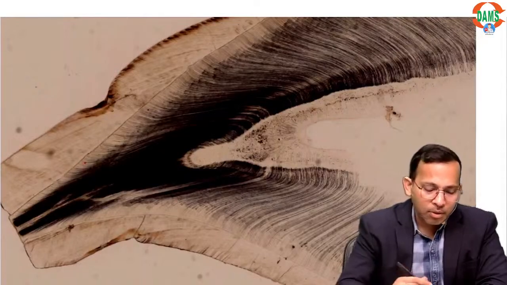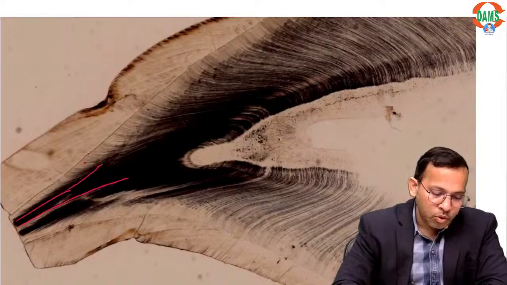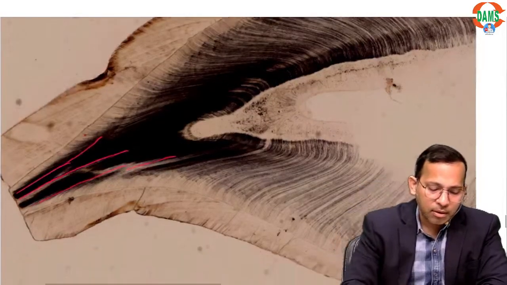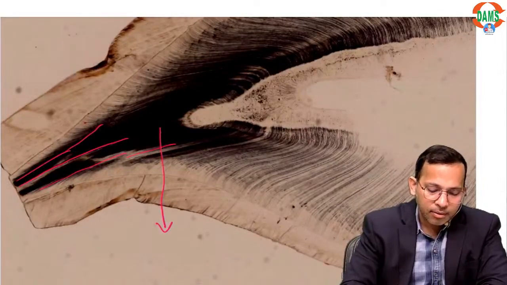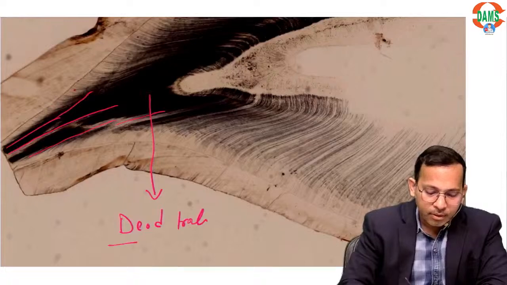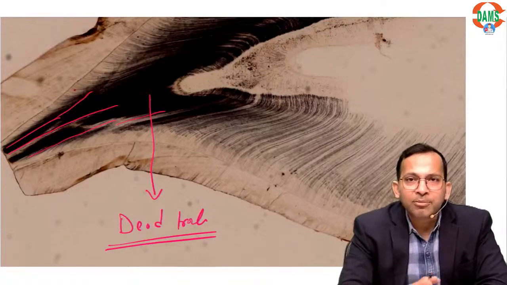So I have shown you the sclerotic dentine. Now this dark tissue, what does it represent? It represents the dead tract, right? It represents the dead tract. I have told you that this represents the dead tract.